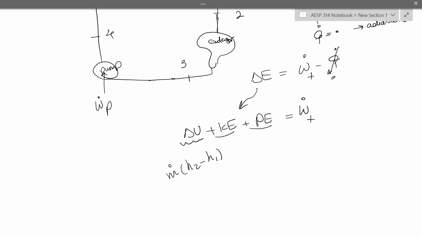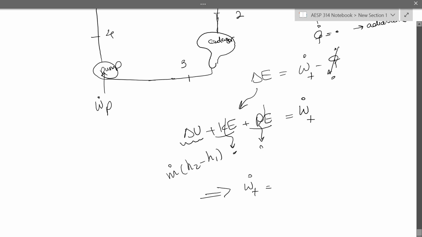This is a slide I have on my presentation as well. If you calculate the changes in kinetic energy and potential energy and compare them to the changes in internal energy, in this type of process, you can see that the changes in internal energy are like 1,000 times higher. So we can safely just say these are 0. So the power output of the turbine is going to be equal to m dot H2 minus H1. Okay?